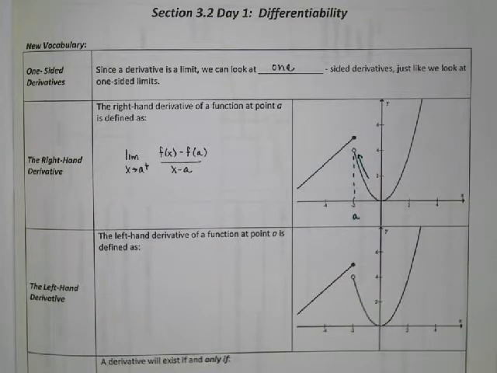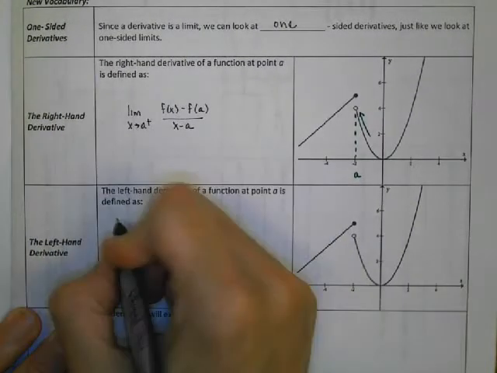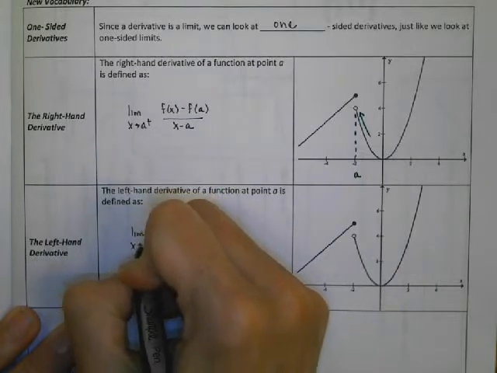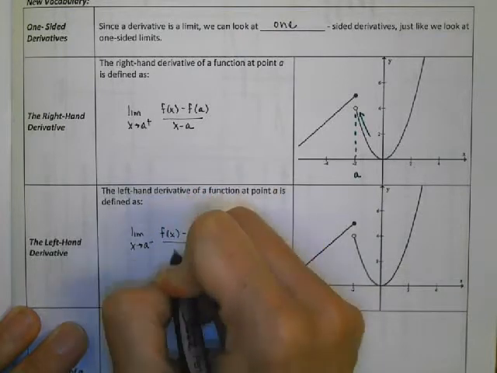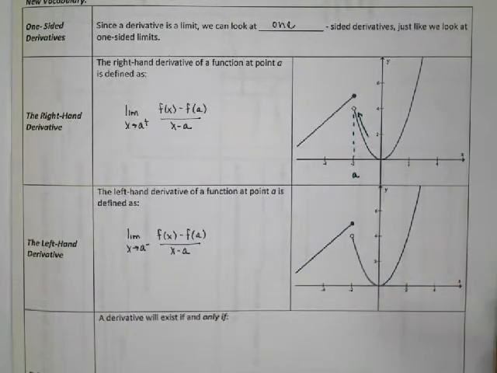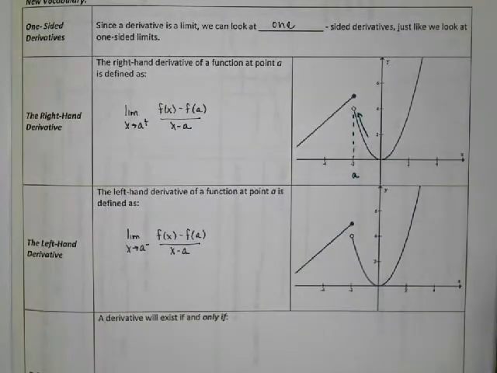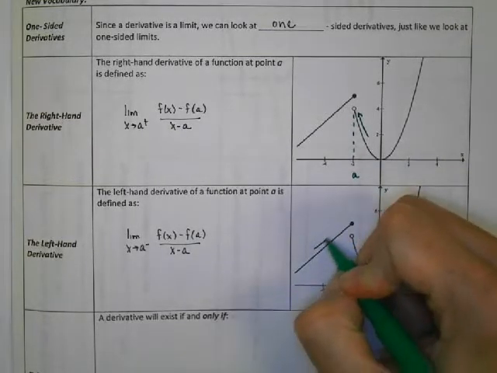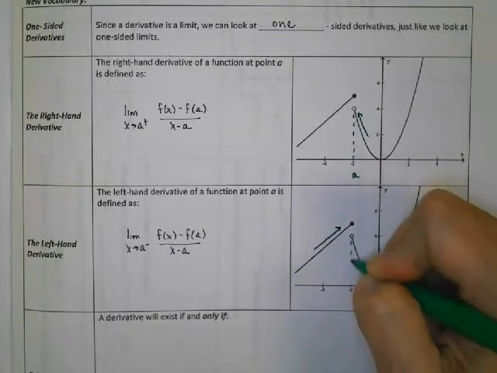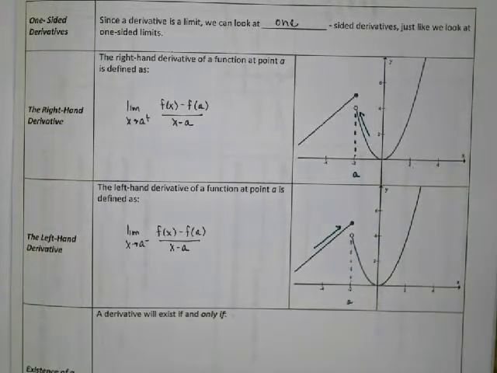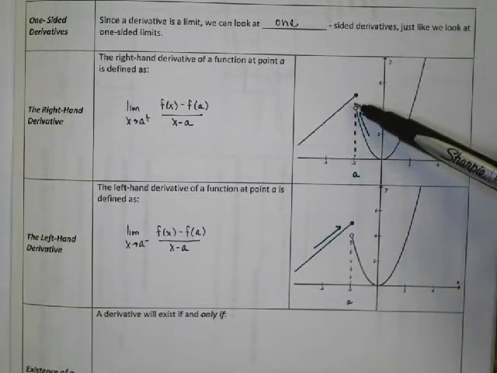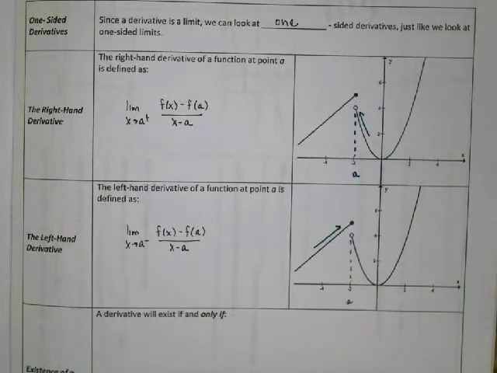Very similarly, the left-hand derivative at a point a is defined as the limit as x approaches a from the left of f of x minus f of a over x minus a. Again, we're using our formula for the derivative at a specific point because we're looking as we approach a specific value from the given side. Here is where we would be approaching that value of a from the left. These are piecewise defined functions, so we can see how those limits would be affected coming from the left side versus the right side.